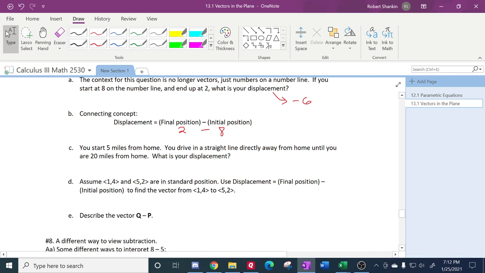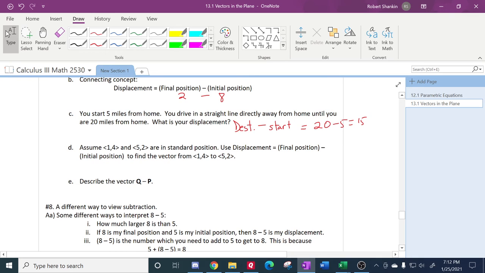You start 5 miles from home. You drive in a straight line directly away from home till you're 20 miles from home. What's your displacement? It makes sense that your displacement was positive 15, because you're going to take your destination minus the start position, or final position minus initial position. So it's 20 minus 5, which is 15. All right, so I want you to do D and E on your own. Let me give you some time for both of those.